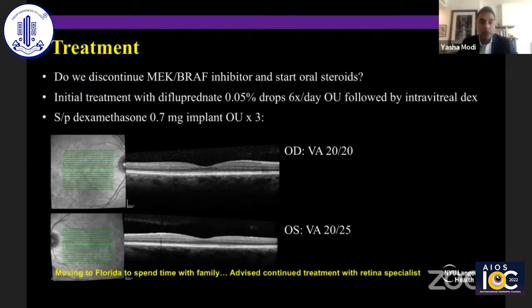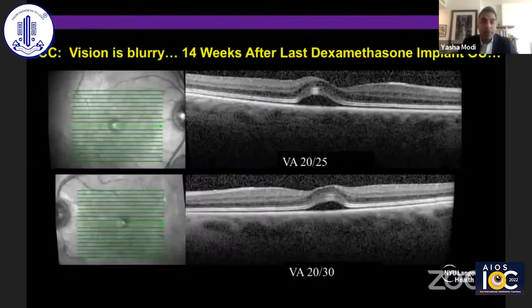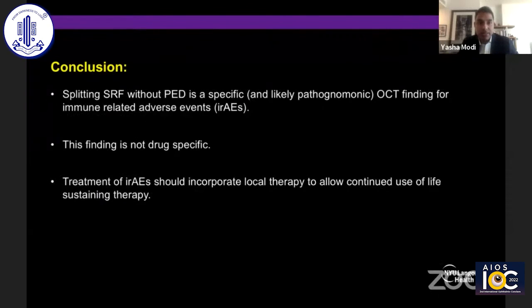She then moved to Florida to spend some time with her family, and we advised her to continue treatment with the retina specialist there. But then she calls me about 13 weeks after her treatment, and she says her vision is blurry. And so now 14 weeks after, she's back in my office. We see the splitting of the IZ as well as that dome-shaped fluid, and she receives bilateral intravitreal dexamethasone.